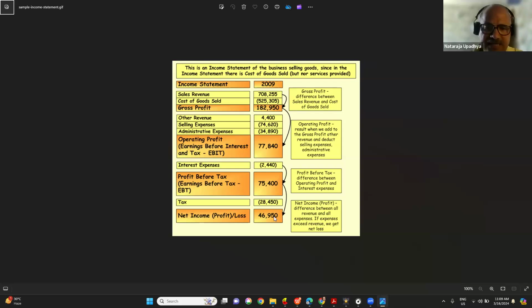But to understand company financials, it is not just an income statement. You need to have a balance sheet view. You need to have a cash flow view. You need to have a capital view, and all these are provided together.